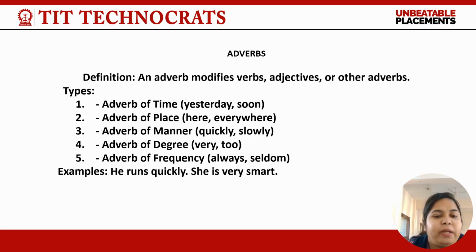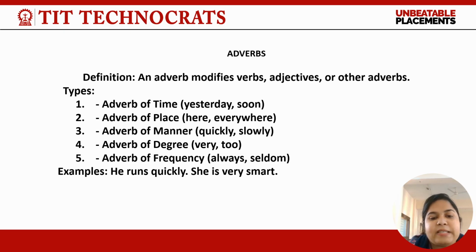So it can be used in different aspects. The first is adverb of time, which talks about when the thing happened. So here the examples are yesterday or soon, which talk about time. Second is adverb of place, which shows where the thing happened: here or everywhere.